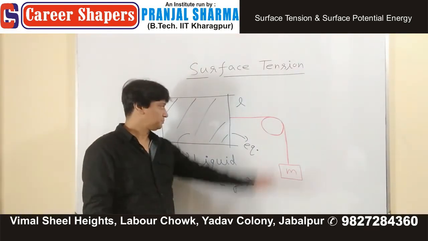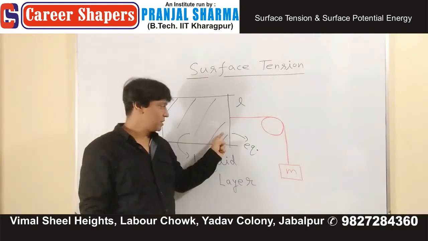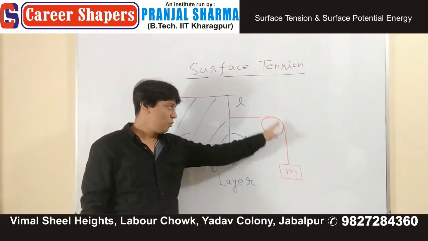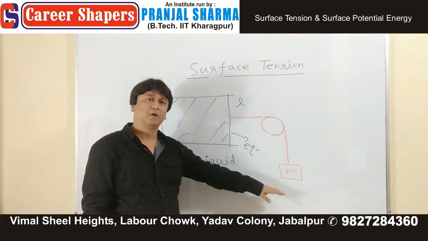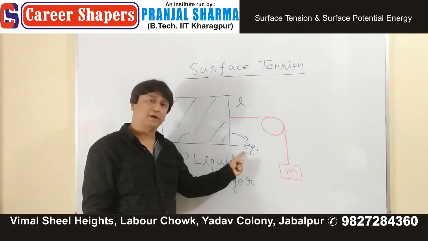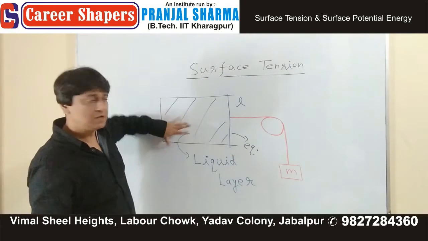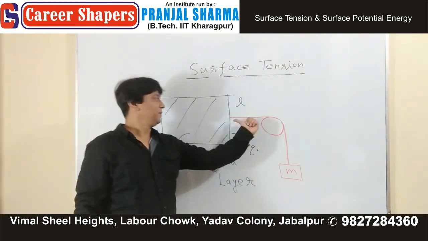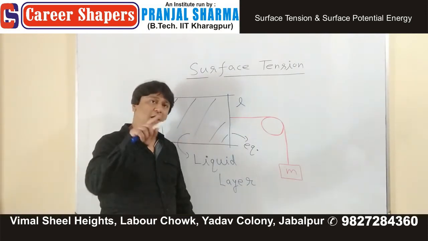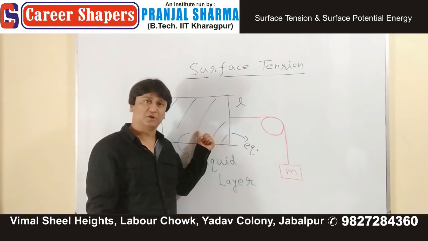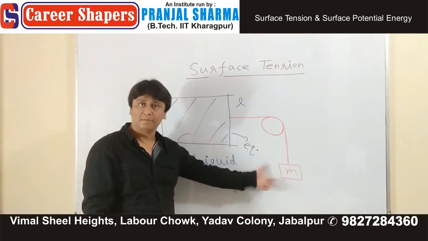Again, this is a liquid layer, rod connected at this place, rho and M. This M is trying to move downwards, but no, it cannot. It is in equilibrium. Why? Because all this liquid surface is pulling the rod in this direction. And this way we can determine surface tension of this liquid because we have the values for M.